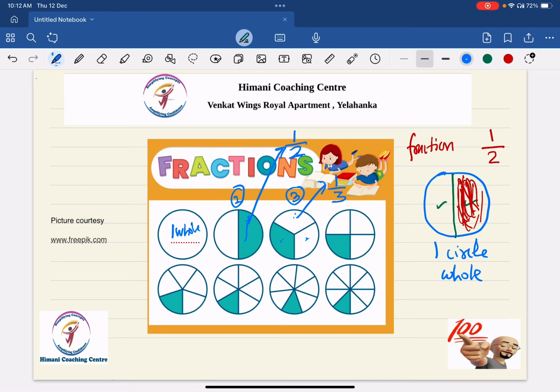Now let us look at the next diagram. The circle has been divided into four equal parts. One whole circle is now divided into four equal parts. If we take this shaded part, this is one part. Let us write 1, 2, 3, and 4. So there are four parts, and I want to take this one part out of four. What will we write this as? This will be written as 1 by 4. Okay, kids, I hope you have understood this.